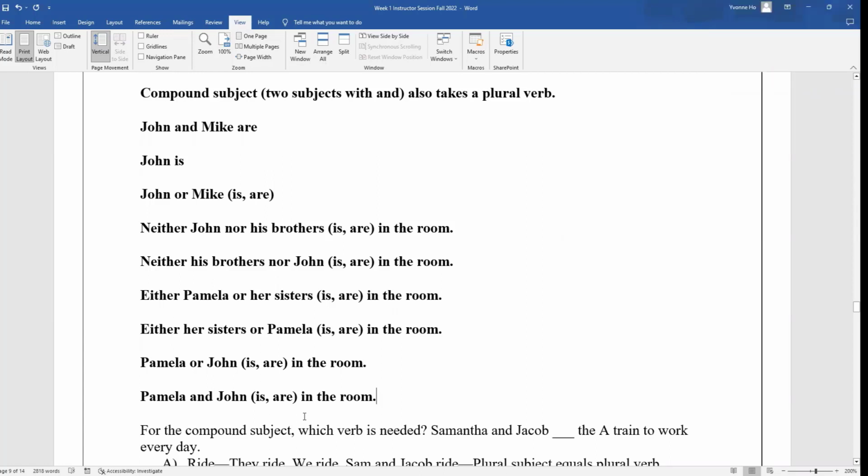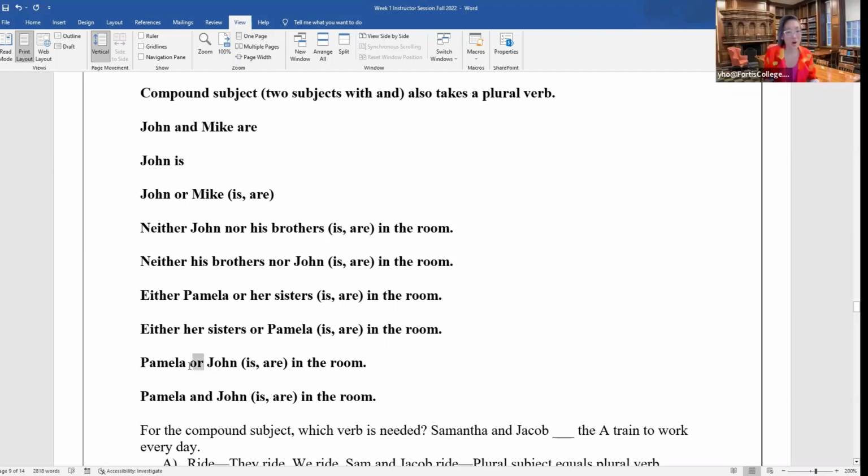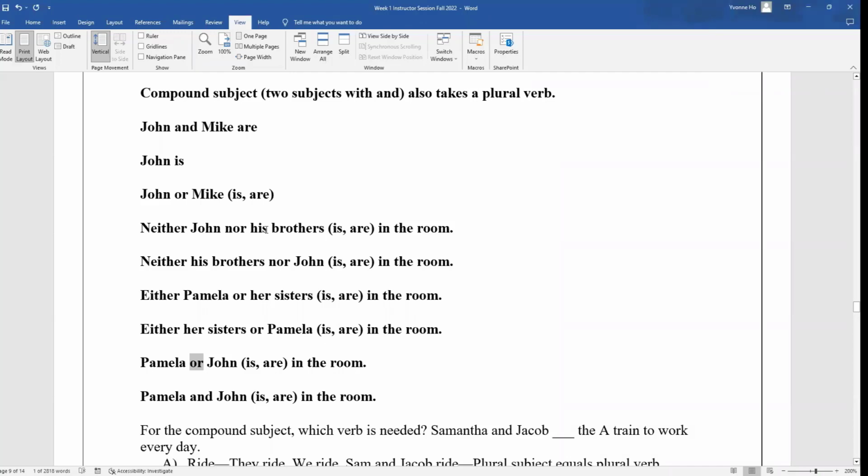Are. Yes. So you've got to always remember that or usually means is. And then when you have either or, neither nor, you have to look at the second subject in order to figure out the subject. Everybody good on that? Yes, ma'am.